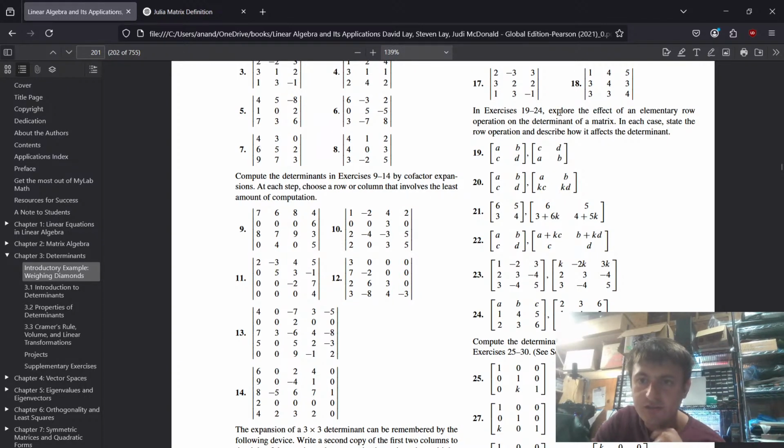All right. 19 to 20, explore the effect of an elementary row operation on the determinant. In each case, state the row operation and how it affects the determinant. Okay, this one is actually pretty cool. We're going to do 19 for sure. Let's do 20. So 20 is scalar multiplication. This one is interchanging rows.